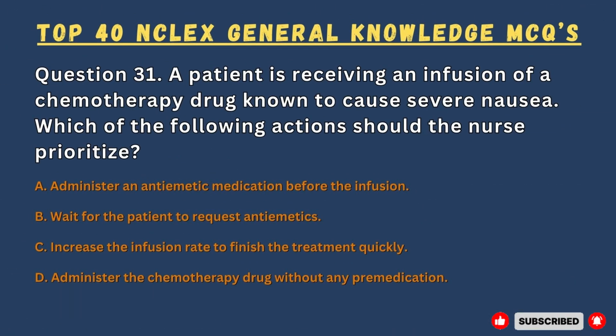Question 31. A patient is receiving an infusion of a chemotherapy drug known to cause severe nausea. Which of the following actions should the nurse prioritize? A. Administer an antiemetic medication before the infusion. B. Wait for the patient to request antiemetics. C. Increase the infusion rate to finish the treatment quickly. D. Administer the chemotherapy drug without any pre-medication.